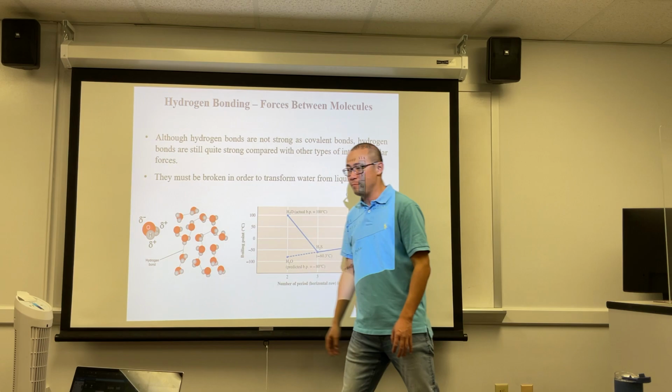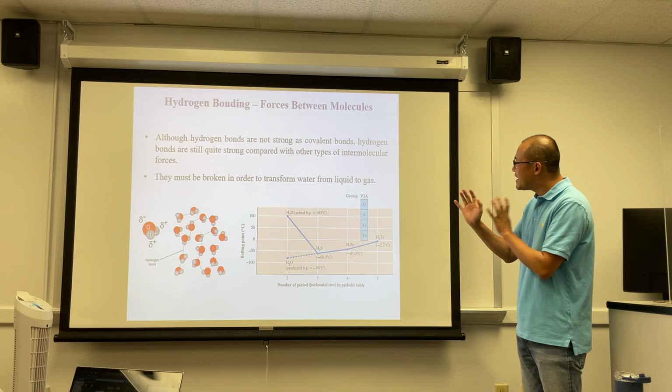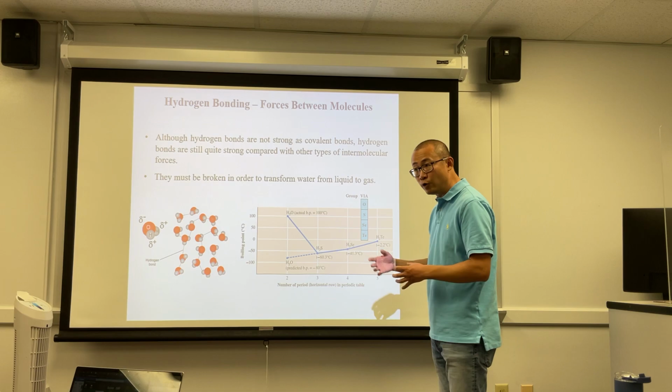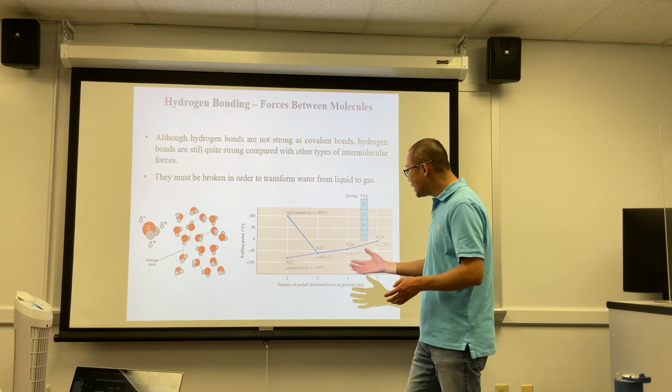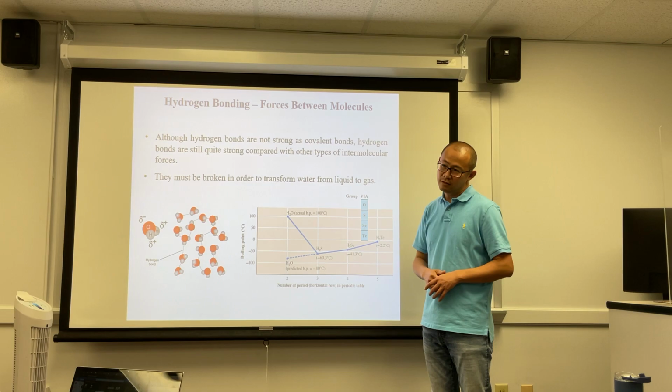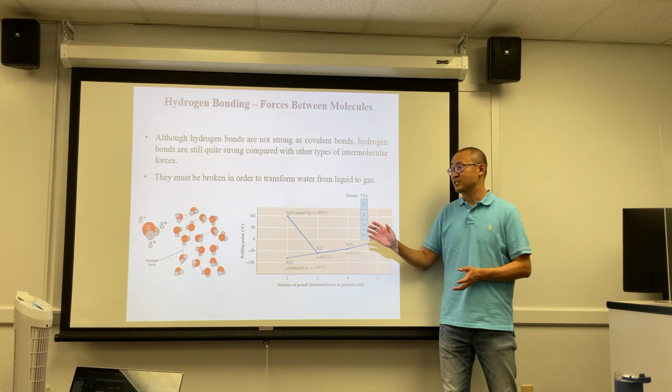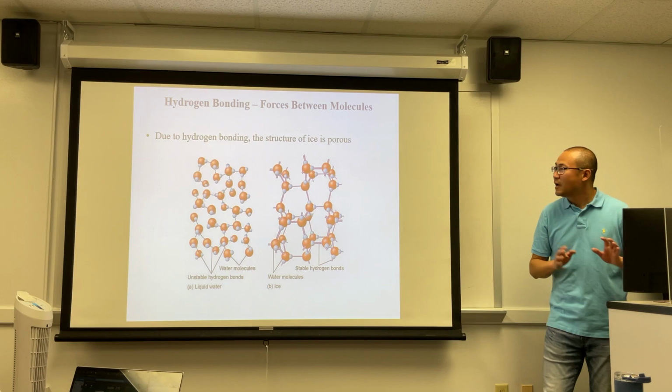Hydrogen bond is so strong, even though not as strong as a covalent bond, but it's very strong. So it takes a lot of energy to break the hydrogen bond in order for water to boil. So that explains why the actual boiling point of water is 100 degrees Celsius, much higher than we thought. That's why, remember we said earlier, peculiar properties of water. And this is one of them, explained by hydrogen bonding. Another property. Okay, another property.